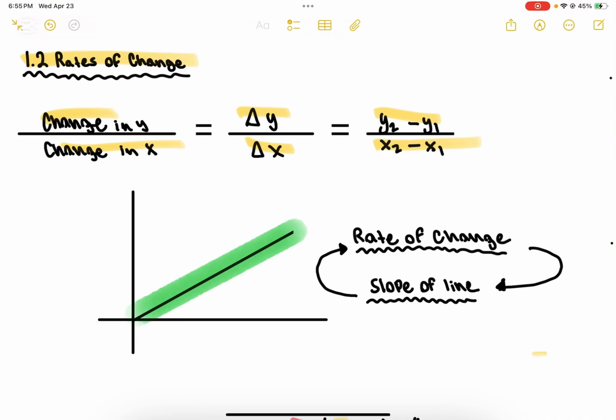So the rate of change is also known as the slope of a line. You should know this from past geometric classes and past algebraic classes. Okay, so the rate of change, as mentioned, is the slope of the line. Well, you're probably wondering, what is the equation for the rate of change? Well, the equation for the rate of change is also known as the change in y over the change in x. And here are some different ways you could use this.